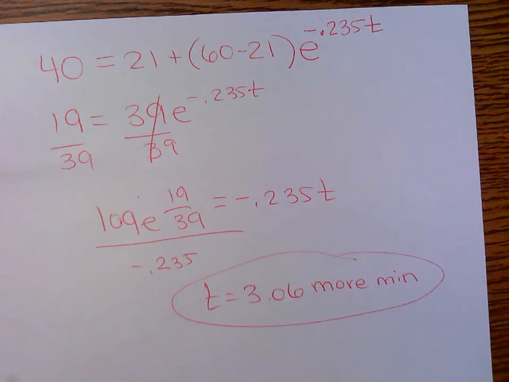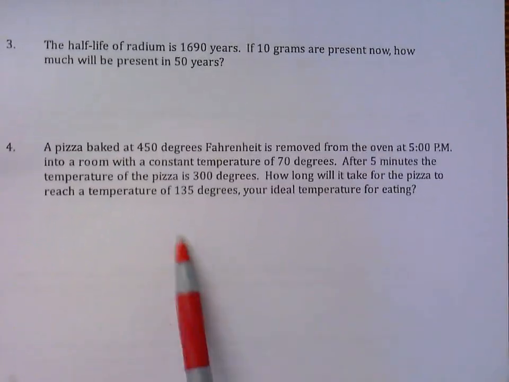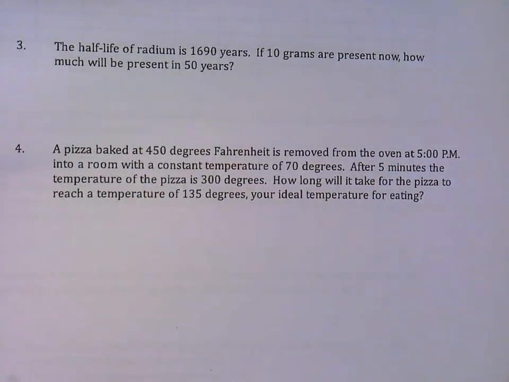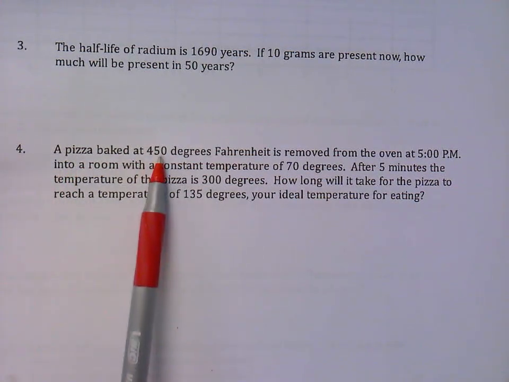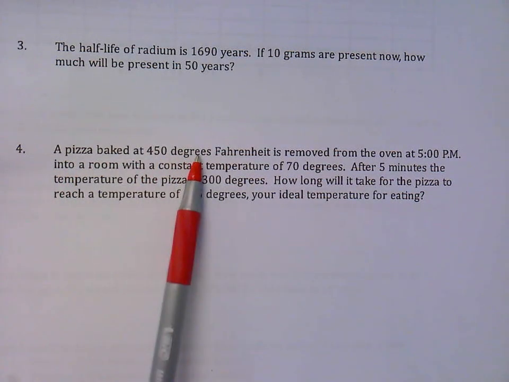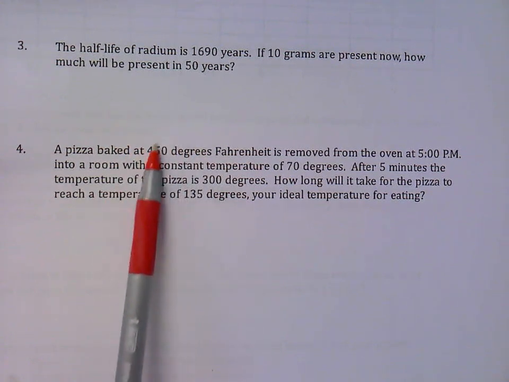So now let's do one more Newton's law. So now on number 4 on the next page, this is now a pizza. So you can do it for objects cooling as well as liquids cooling. This time it's all in Fahrenheit, so you can use the equation, but all of your numbers are now in Fahrenheit. So it says the pizza is baked at 450 degrees. So we're going to say that that's the starting temperature of the pizza.